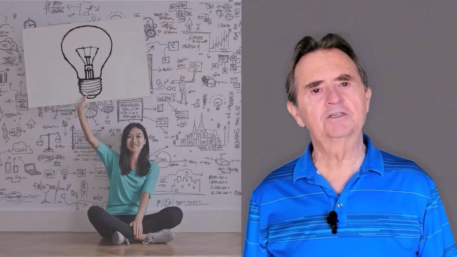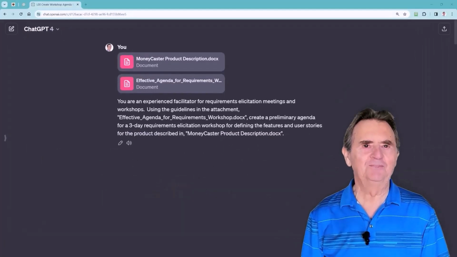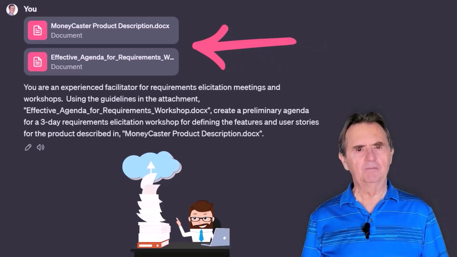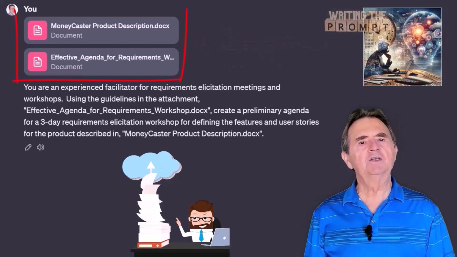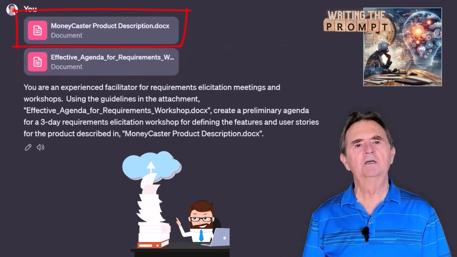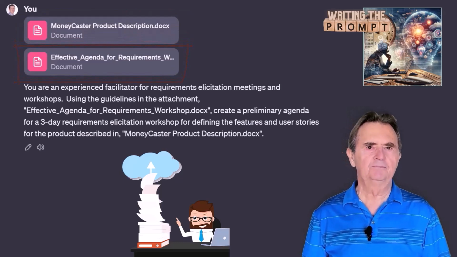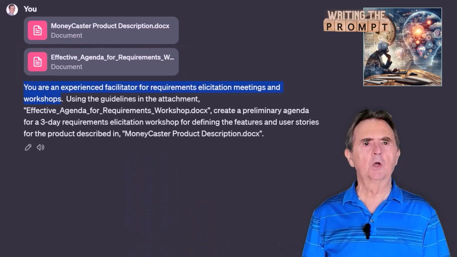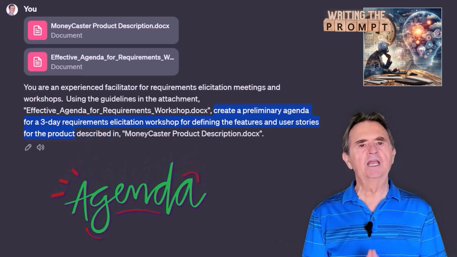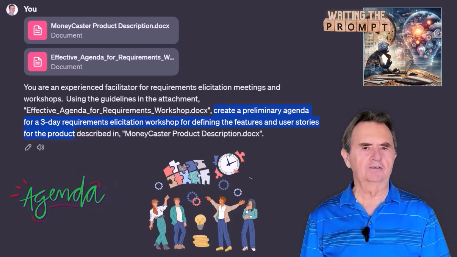And who to better assist us in this storytelling than our old AI friend, or new AI friend, ChatGPT. I'm going to demonstrate how you can feed finished documents to ChatGPT so you don't have to copy and paste anything. I'm going to give it two documents in this scenario, a product definition or product description document and a condensed set of guidelines for creating an effective agenda. Now, as you see here, I assign it the role of an experienced facilitator and ask it to create a preliminary agenda for a 3-day requirements elicitation workshop to define the features and user stories for the product.